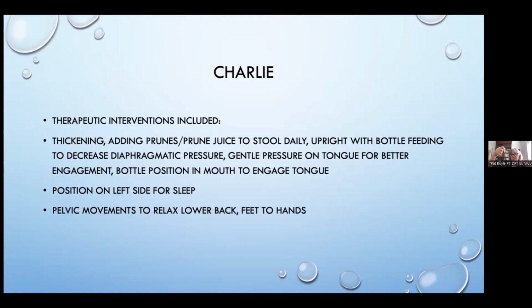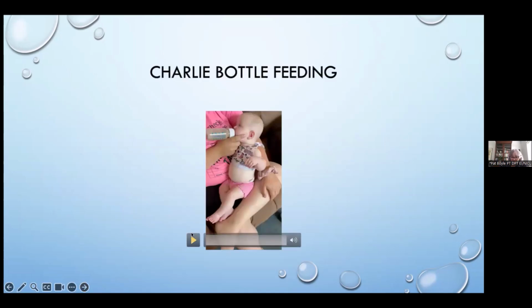So you can shift the nipple up to the palate, you can push down on the tongue, and then I asked her to encourage left side sleep during the day. And then I showed mom on Zoom some of the movements that I wanted on her pelvis to encourage hands to feet.